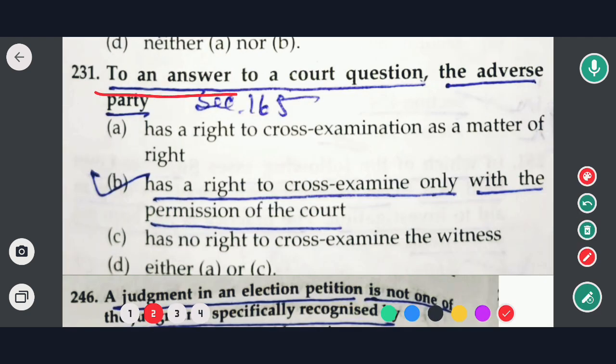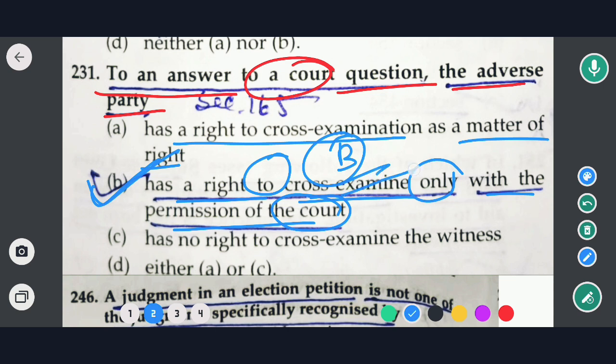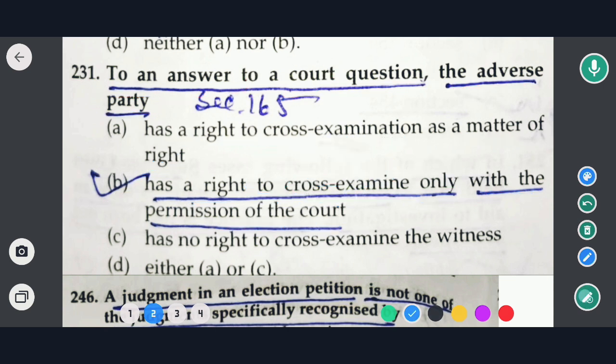To an answer to a court question, the adverse party: options are has a right to cross-examination as a matter of right, or has a right to cross-examination only with the permission of the court. So the correct option would be option B, that is with the permission of the court. Next question.